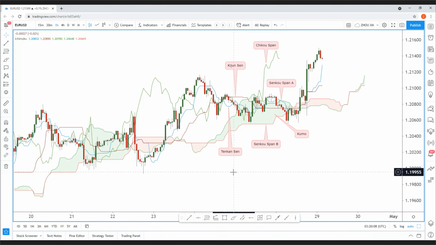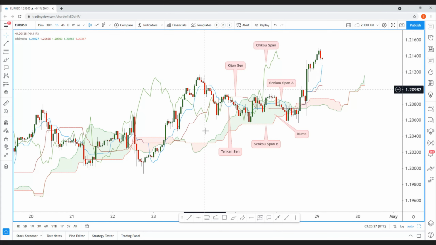The easiest way to break down the chart is basically looking at whether the cloud is above or below the prices. So if price is here and the cloud is below the prices, it is in a bullish trend. That's all you have to know for now. This is just the basics, I'm going through the basics.